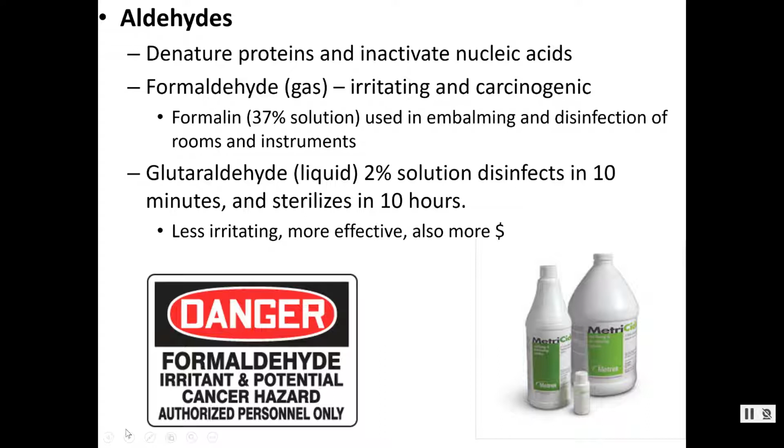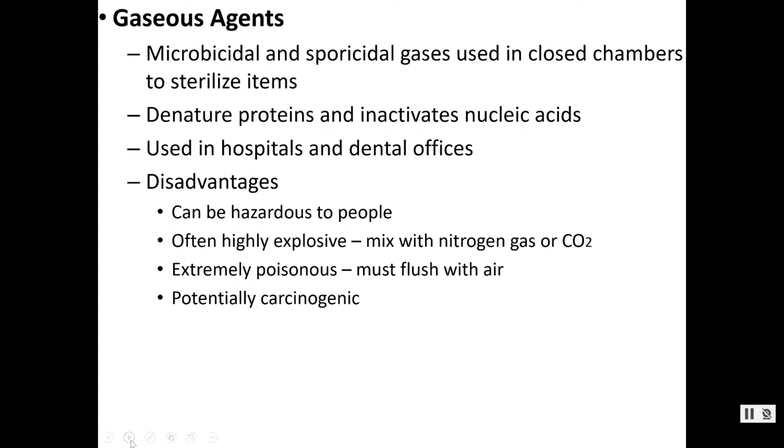All right, so that's another high-level disinfectant. Again, high level, very good, gets rid of endospores, but you have to deal with side effects. There are other types of high-level things that we can use with gas. We already mentioned chlorine dioxide is a gas that will get rid of endospores. So we can get rid of different types of microorganisms. It also denatures proteins and inactivates nucleic acids.